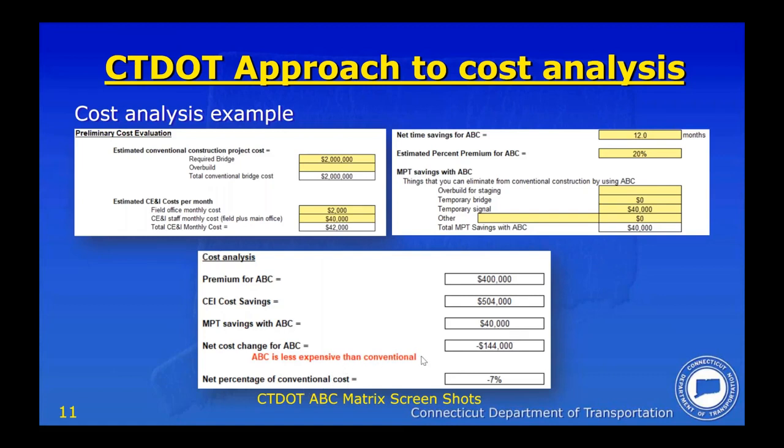So our net cost for ABC is minus $144,000. What that tells us is the ABC is less expensive than the conventional construction. And the reason why is the 12 months associated with the savings in ABC times our monthly CE&I costs of office rental of $42,000. So in this screen alone, you see the ABC yielded a net savings in real dollars and cents.